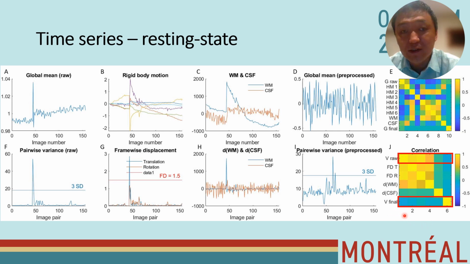But after preprocessing, you can see that this correlation no longer exists. So it means that it is very efficient to remove head motion effects using, for instance, the 24 parameter model. Even though you can see that this framewise displacement is actually very high at this time point, and by some criteria this subject may need to be removed, they showed here that the model is actually very effective at removing such head motion effects.